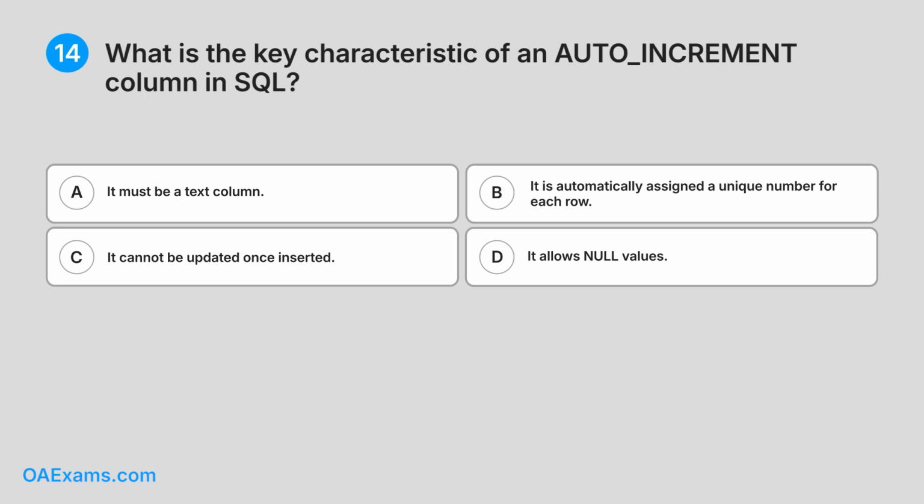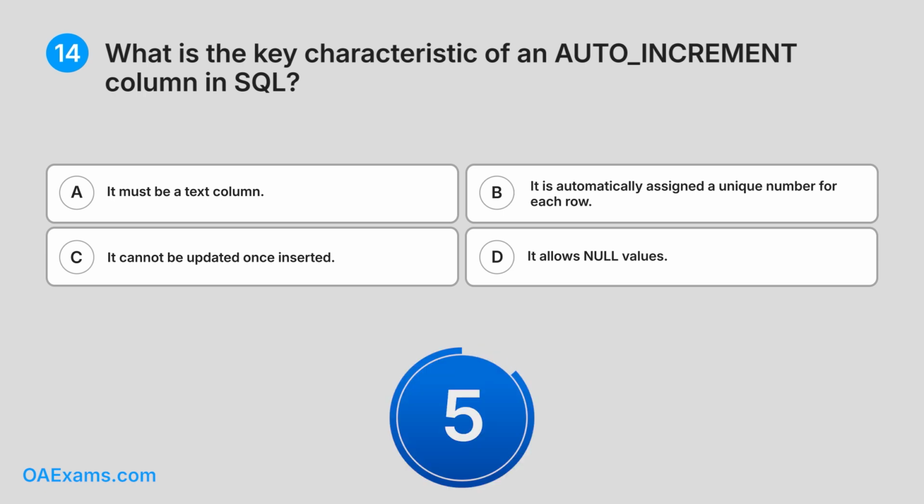A. It must be a text column. B. It is automatically assigned a unique number for each row. C. It cannot be updated once inserted. D. It allows null values. Do you know the answer?